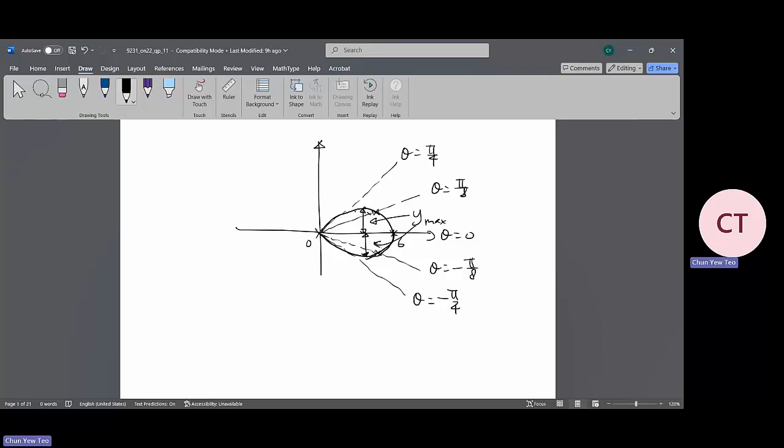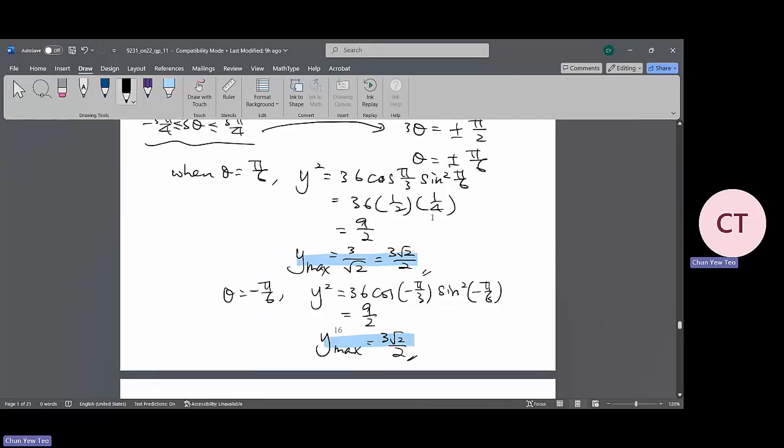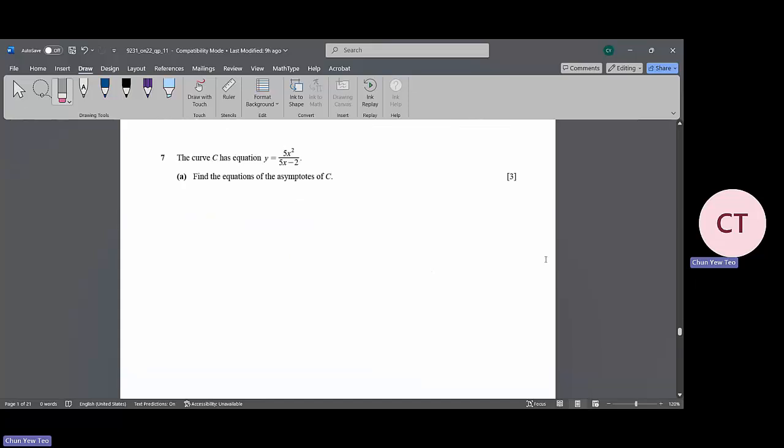Okay, so at this point, your theta is pi over 6. At this point, your theta is negative pi over 6. So for this reason, both of the theta, either positive or negative pi over 6, will still give you the same answer. So actually we just need to show this one will do. Another one doesn't need to be shown, it doesn't matter. But I just show it to you for explanation purposes. So now we move on to question number 7.